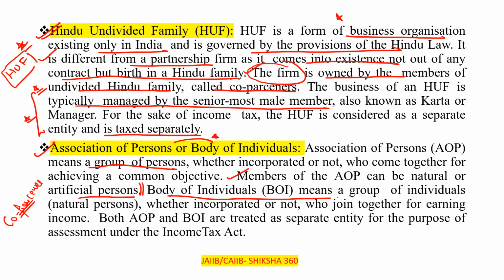Body of individuals means a group of individuals, that is natural persons. An association can be artificial or natural, but in the case of a body of individuals, it means a group of natural persons, whether incorporated or not, who joined together for earning income.